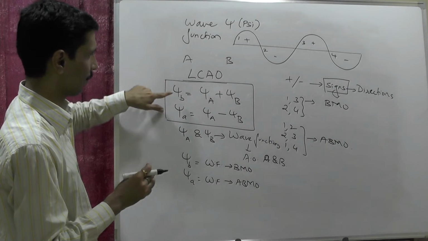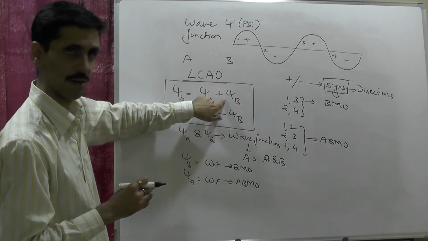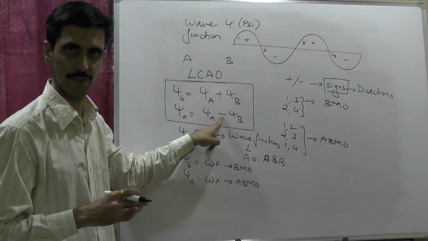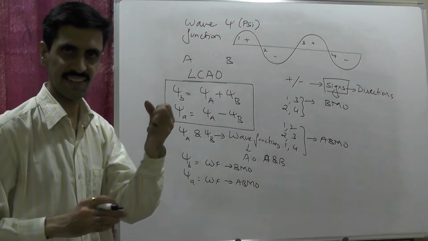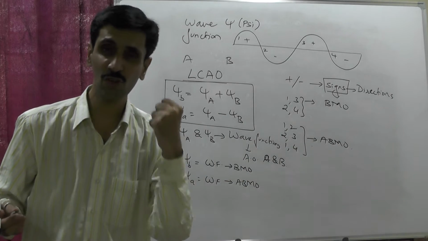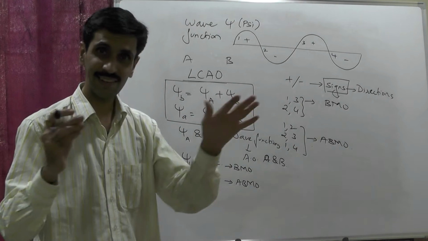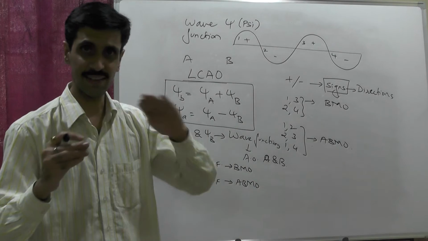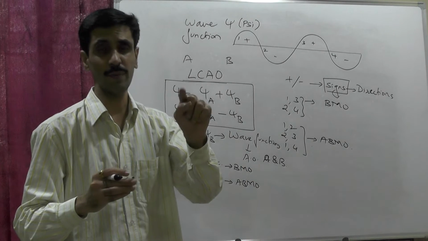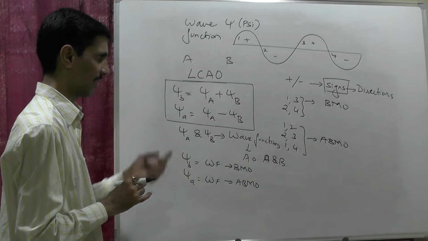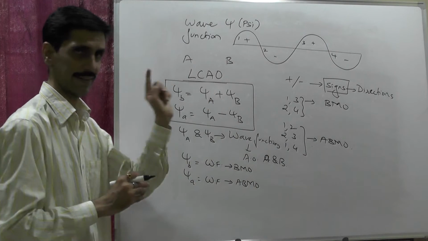And that is, bonding molecular orbital is formed by addition of wave functions, and anti-bonding is formed by subtraction of wave functions. Addition results in strength, and I told you bonding molecular orbital is related to what? Strength. Subtraction results in weakness. Okay, and that is anti-bonding. Anti-bonding relates to weakness, the bonding molecular orbital relates to strength, and that's the reason we are going for these signs, the additive signs and the subtractive signs.